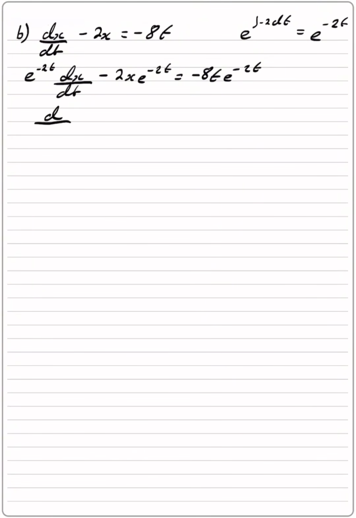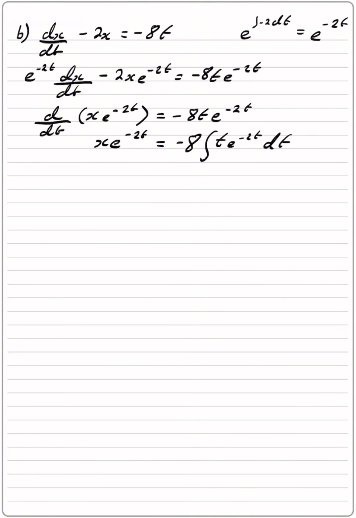That's nice because we can reverse the product rule on the left-hand side. So the left-hand side will be the differential of x e to the -2t. That's the power of the integrating factor there. That's going to be equal to -8t e to the -2t. Right, so if we integrate both sides, the left-hand side will get just the x e to the -2t. That will be equal to -8 lots of, I'll take the -8 out the front, the integral of t e to the -2t dt.